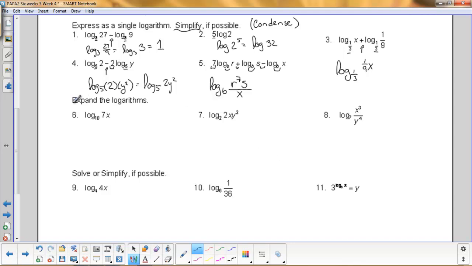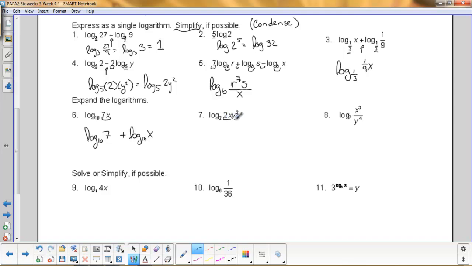Okay, so now we're going to identify what's happening to each of the terms inside the argument. So notice that the exponents on each term in the argument are 1, therefore the product or the power property will not be used. There's no fraction, so we're only dealing with the product property. Remember, each term inside the argument gets its own log when you're expanding. So that's log base 10 of 7 plus log base 10 of x.